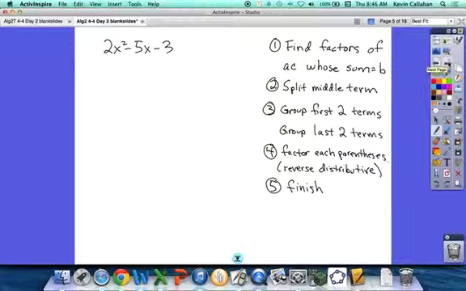The first step is, because of the 2 that's here, you have to multiply the a times the c, right? In this case, that's 2 times negative 3 equals negative 6, right? Now, we need to find the factors of negative 6 that add up to negative 5, right? That's the first step. Find the factors of AC, meaning the first number times the last number, that add up to the middle number.